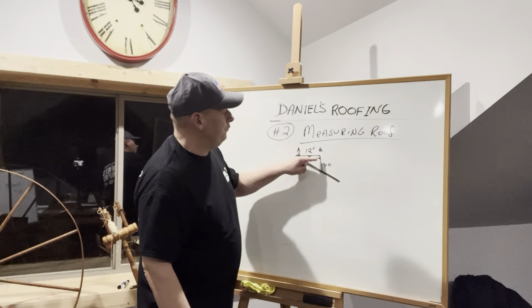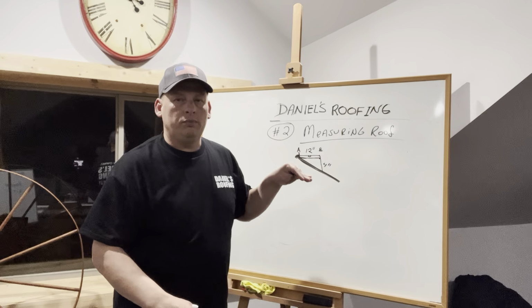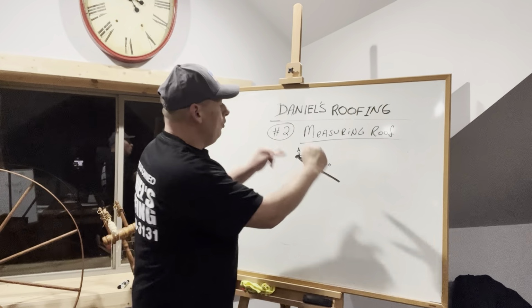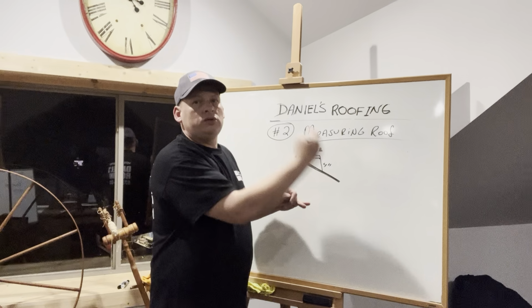This is a 4-inch slope, 4-inch drop, or 4-inch rise, depending how you look at it. It's the same thing though. For 12 inches, it goes down 4 inches. So this here would be a 4/12 pitch. Piece of cake. Simple, right?